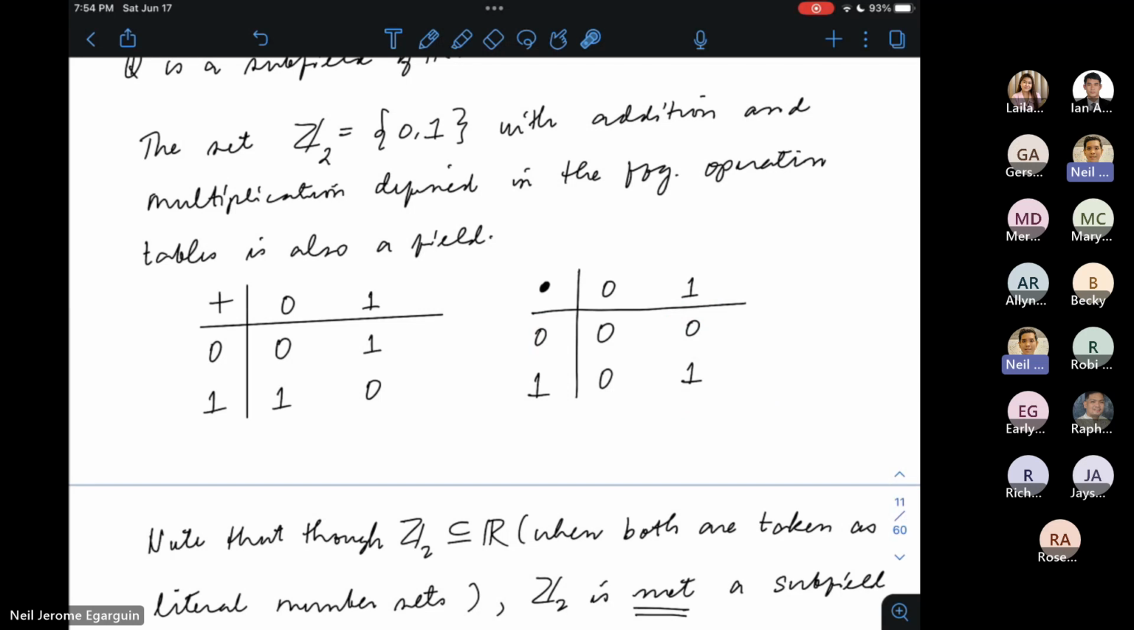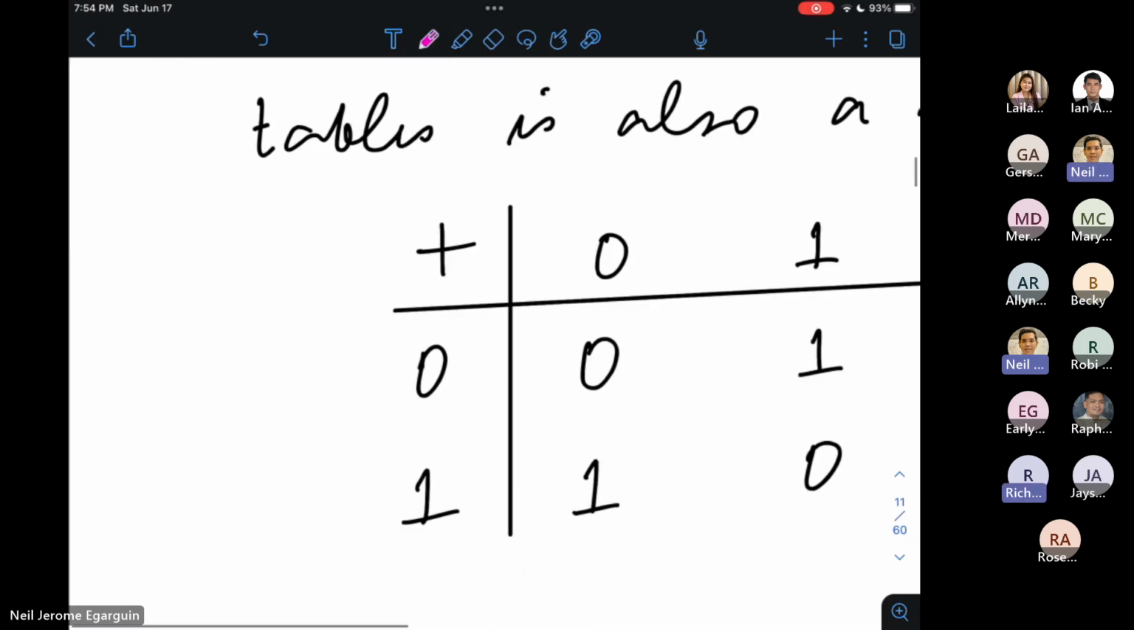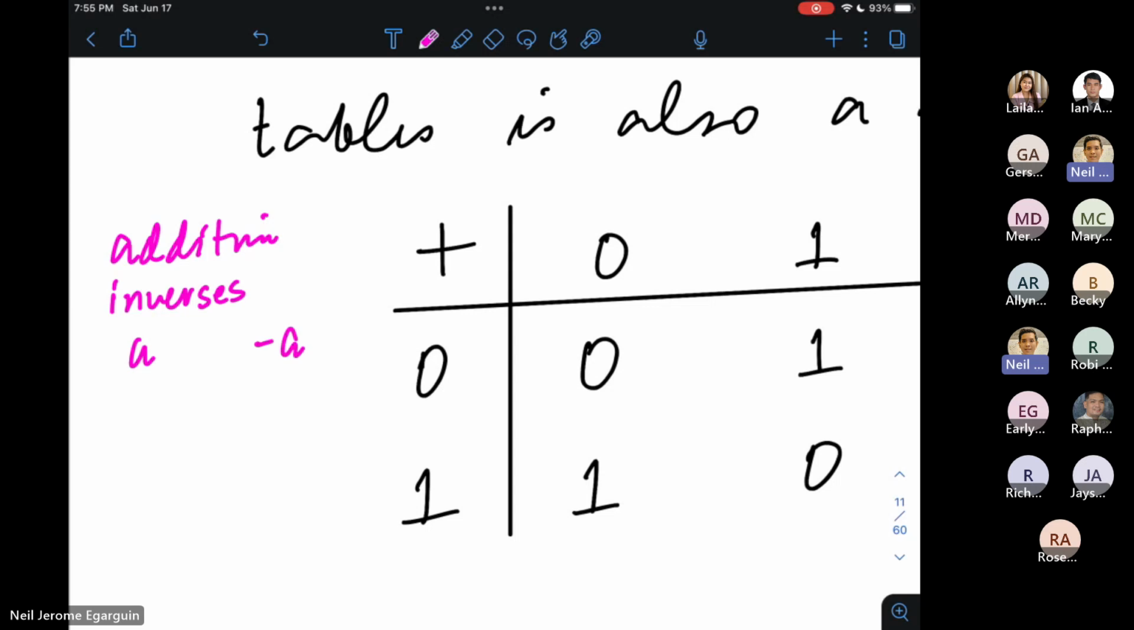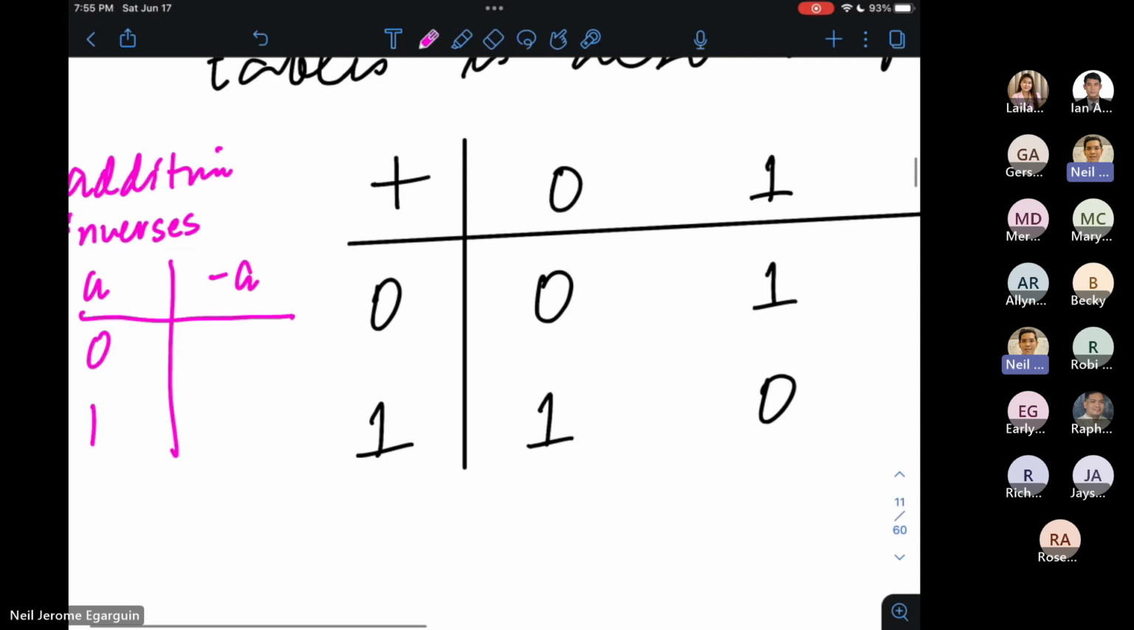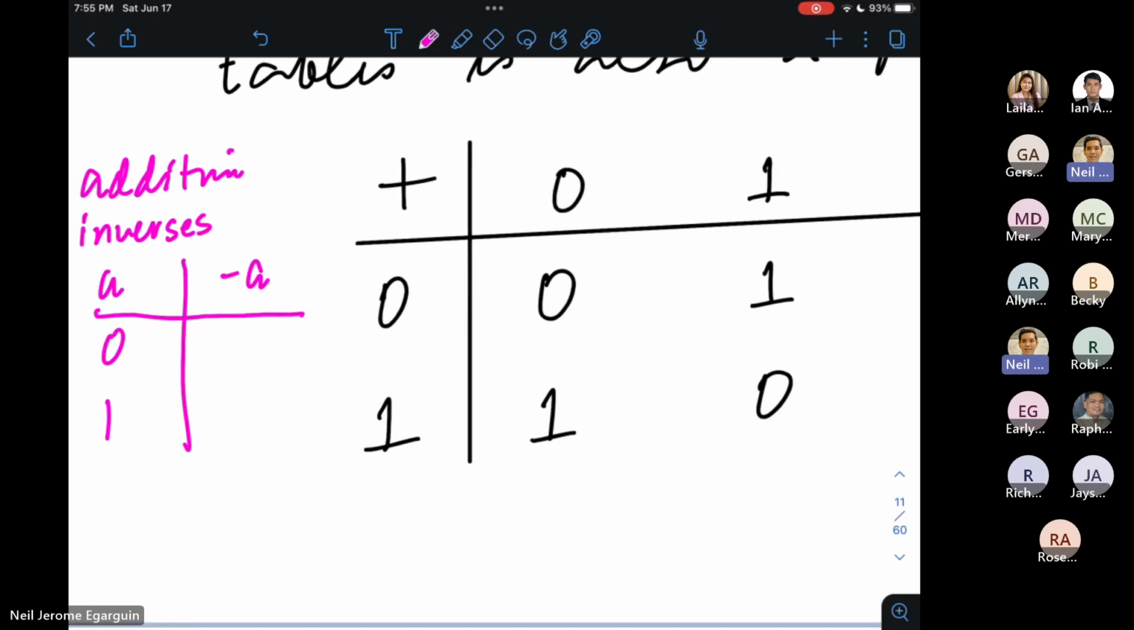What is the additive inverse of 0? Di pa lang nagpa-quiz tayo ngayon, no? Sayang. So ano ang additive inverse ni 0? Gawa tayo ng table. Additive inverses. So si A, negative A, 0, 1. So sino si negative 0? Ano ang additive inverse ni 0?